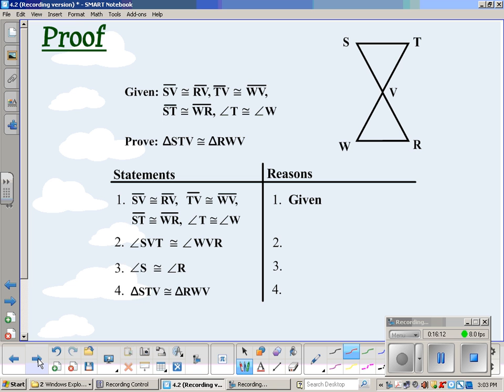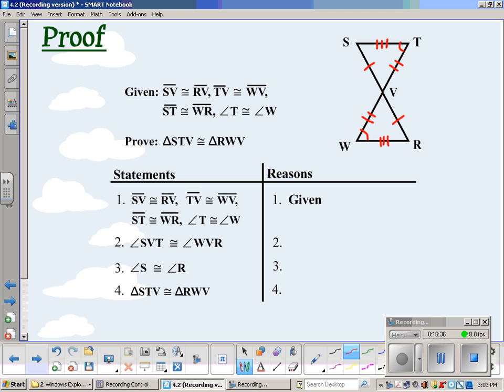All right, let's start with the first given. SB is congruent to RV. I'm going to mark that. Second thing I see, TV is congruent to WV. Okay. Third thing, ST is congruent to WR. And finally, angle T is congruent to angle W.